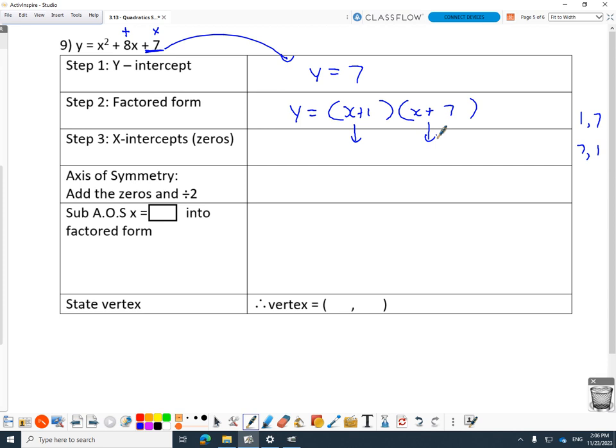I know somebody who does that now on their quiz. What are the x-intercepts then? They're the numbers that make this 0. -1, -7.